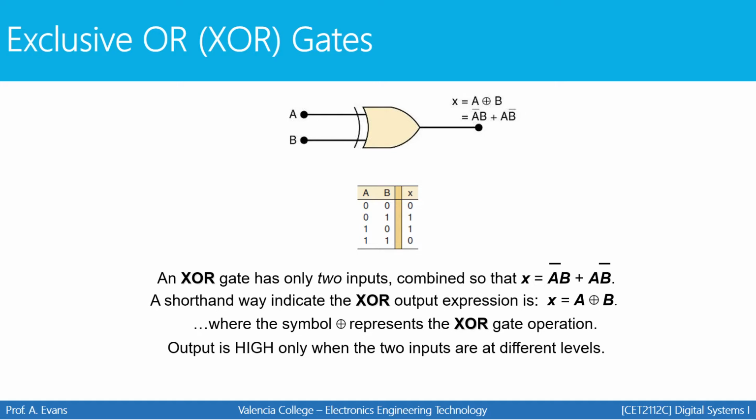A shorthand way to indicate the XOR expression is to use this symbol right here. It's like a plus sign with a circle around it. Anytime we see that symbol, that lets us know that exclusive OR is implied within the expression. And once again, the exclusive OR only has a high output when the two inputs are at different levels. That's the exclusive OR gate.